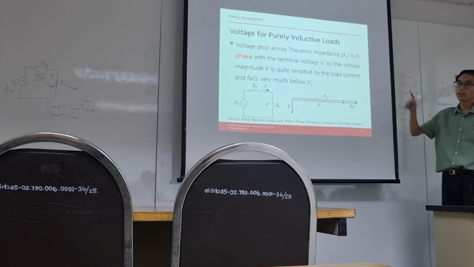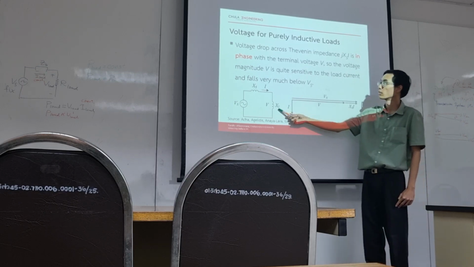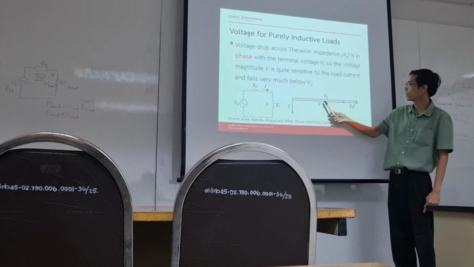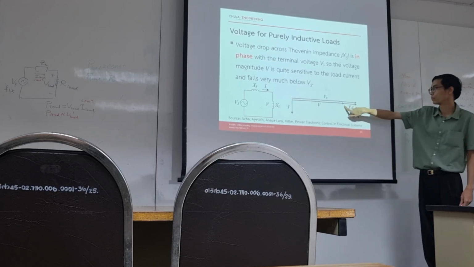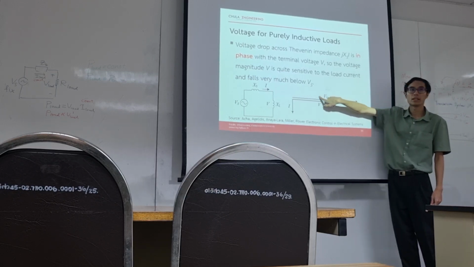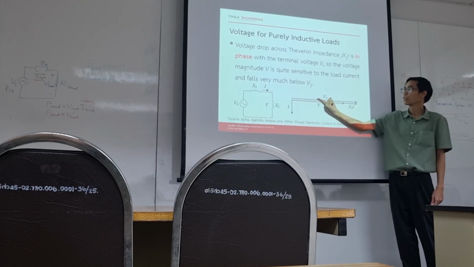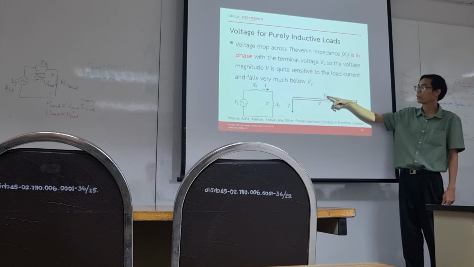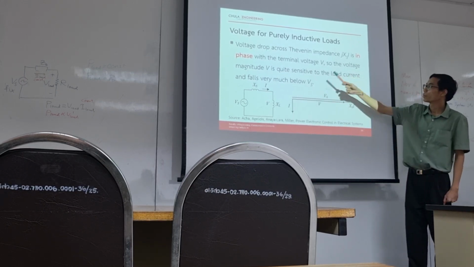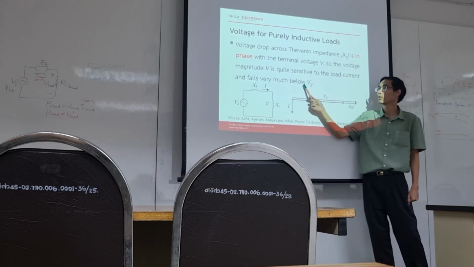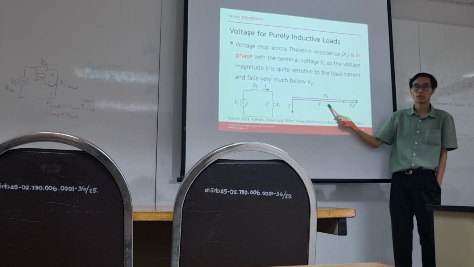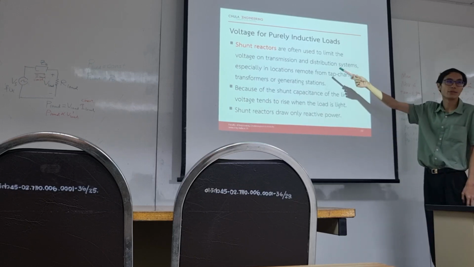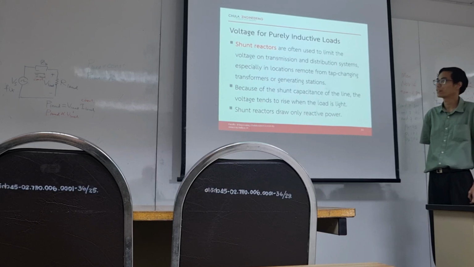If the load is purely inductive, L, the voltage drop here will be in phase with Vs. So the voltage at the load decreases, dropping below Vs. The voltage magnitude is quite sensitive to the load current and falls very much below Vs. The voltage at the load here drops very much. An example is shunt reactors that we talked about in the last chapter.